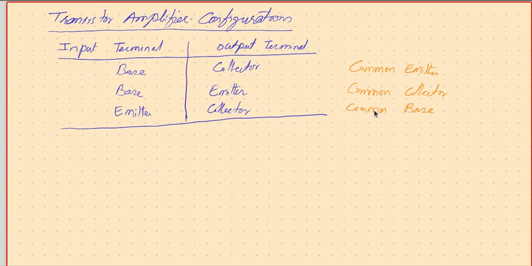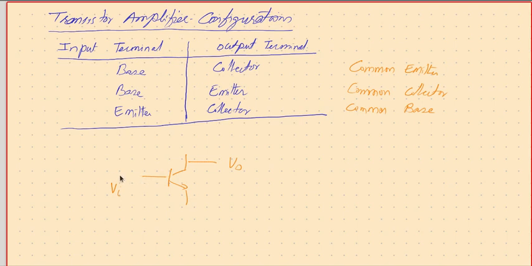Now, if you look at the various properties of these and how they behave, then we can understand which one is useful when. So let's see one by one. Let us start with common emitter, as we discussed in our previous case. In common emitter, input is applied at the base and output is taken at the collector.